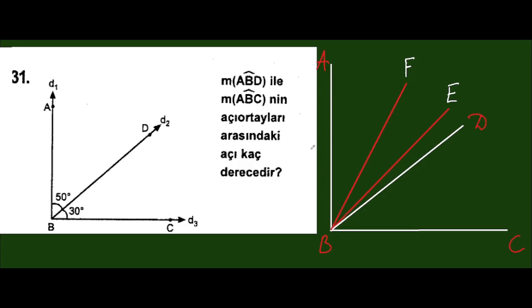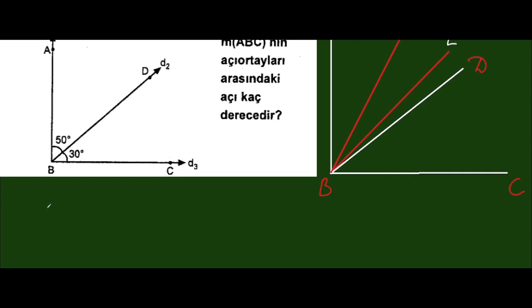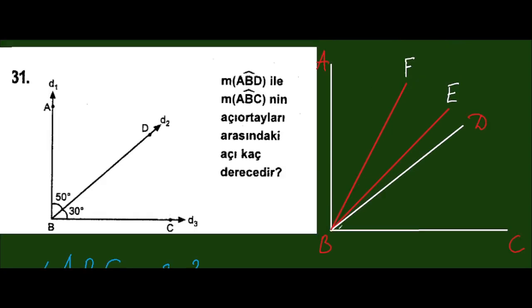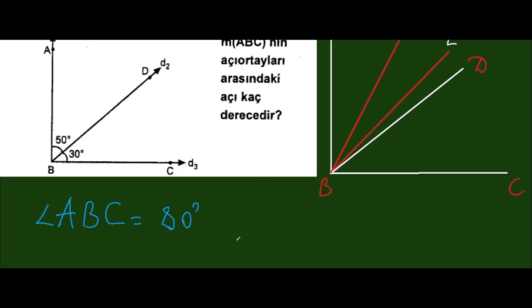So we know that the whole angle ABC is equal to 80 degrees. So if we just draw a bisector BE, the ABE angle will be equal to 40 degrees.